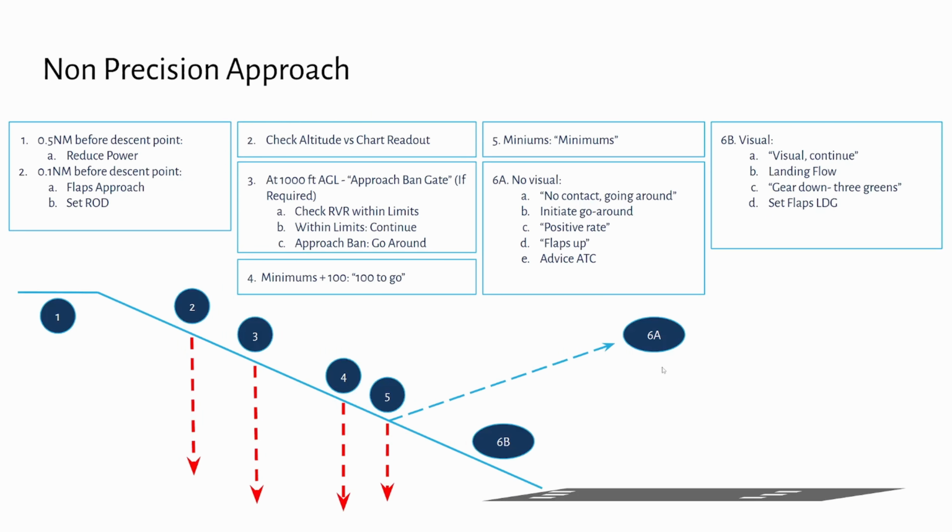So you might recognise this diagram. As it is a non-precision approach, we have to fly it like this. Now again, it depends on your aircraft, but generally 0.5 nautical miles before the descent point, we reduce our power to slow the aircraft down. At 0.1 nautical miles before the descent point, I'm going to set my flaps at approach and set my rate of descent. Throughout the approach, I'm going to be checking my altitude versus chart readout. So 3 miles, this altitude. Then we're going to call 100 to go, start looking up, and then at minimums we will either go no contact, going round, or visual, continue.